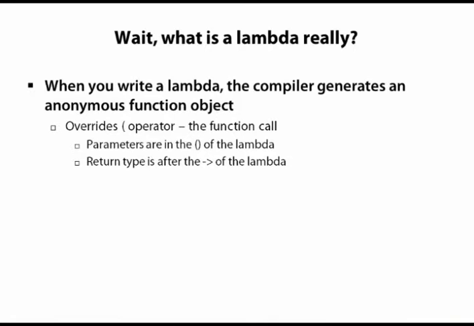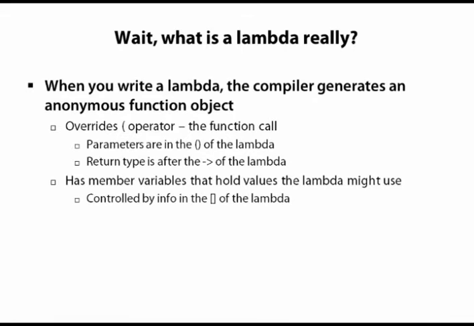If you say that your lambda takes round brackets, int n round brackets, then the operator round bracket that is written for you by the compiler, its parameters are int n, or whatever other parameters it was that you said the lambda took. When you use that arrow syntax to say that you return an int or you return a double or whatever it is that you return, the compiler generates that to be the return type of the override of the round bracket operator. But there's more to it than that. The anonymous function object that's generated for you by the compiler has member variables. And these member variables hold all of the values that are used inside the body of the lambda.